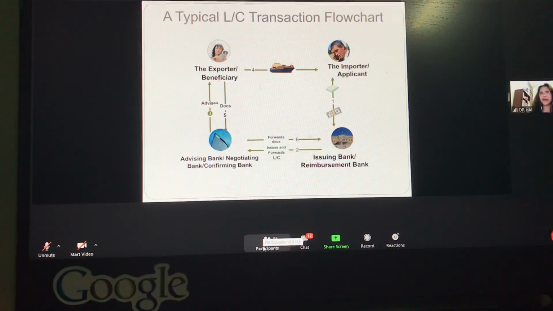Last lesson, I explained about available with Vietcombank, for example, Vietcombank by negotiation, and available with any bank by negotiation. Did I explain about this? Yes or no? My dear students? Yes. Okay. So now, Vietcombank just appears in the term. So is Vietcombank the nominated bank, negotiating bank, advising bank or issuing bank? What do you think?